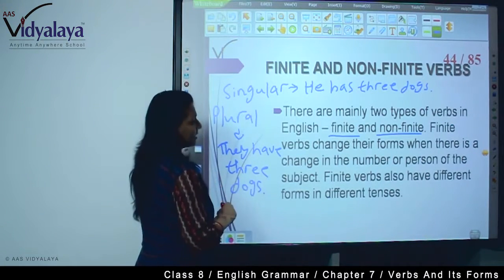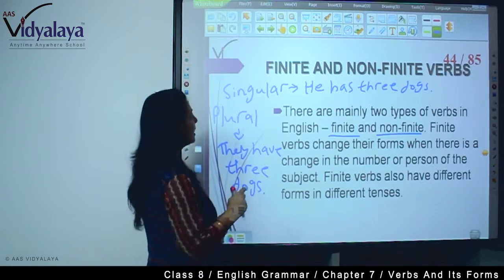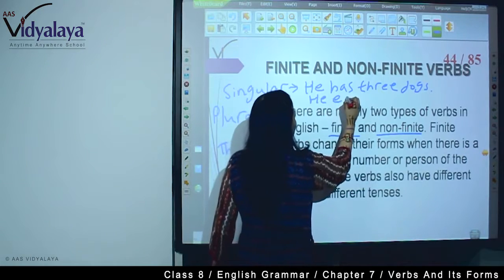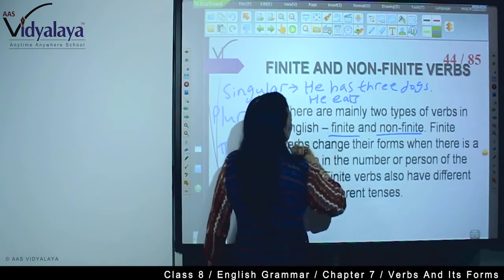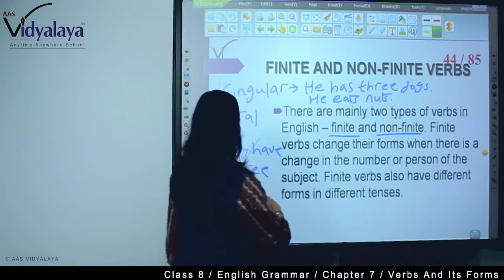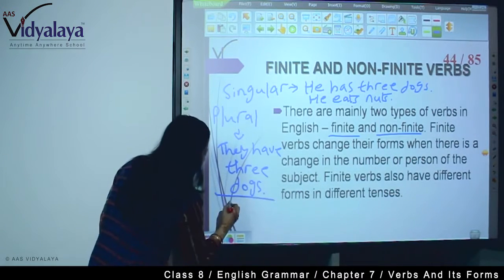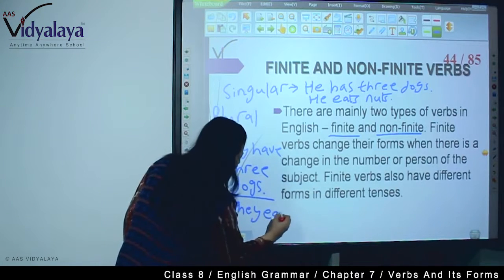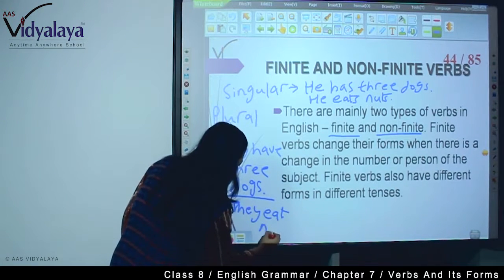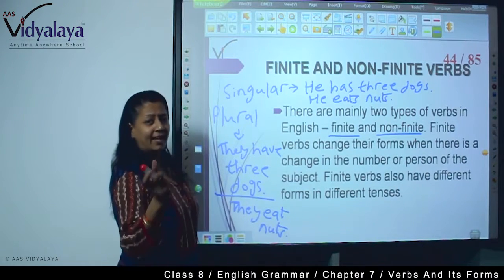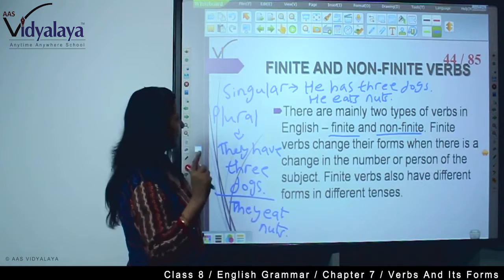Now, here finite: if it is singular, he eats nuts, right? And here they eat nuts. So as, es, whatever with singular and plural, a finite verb always changes.